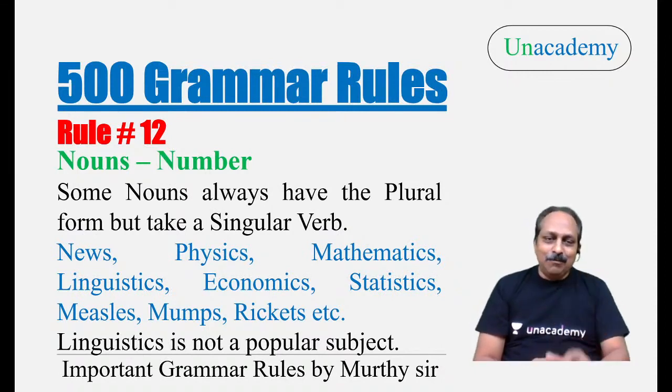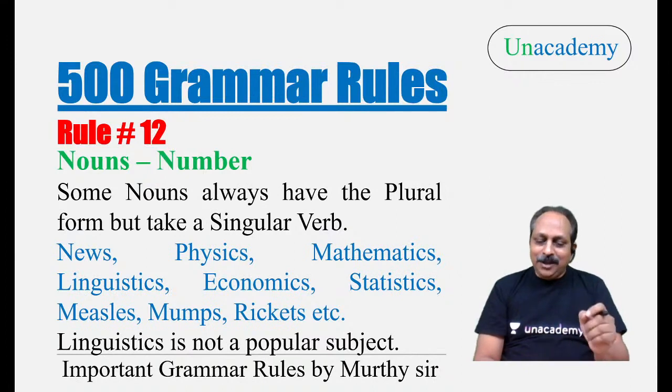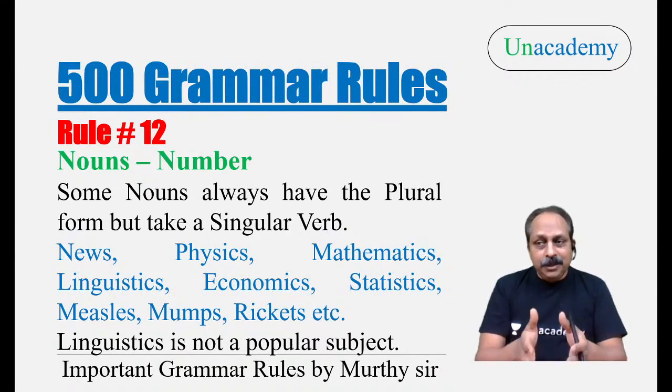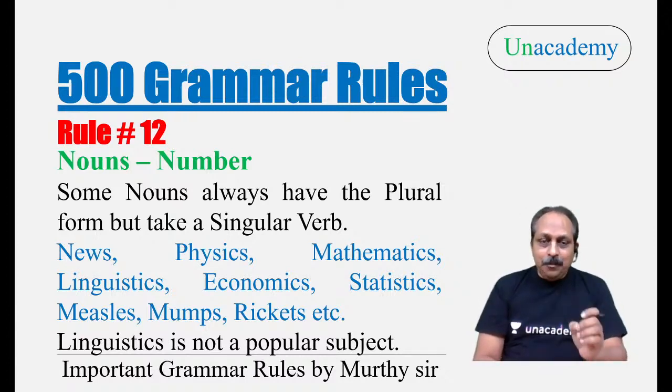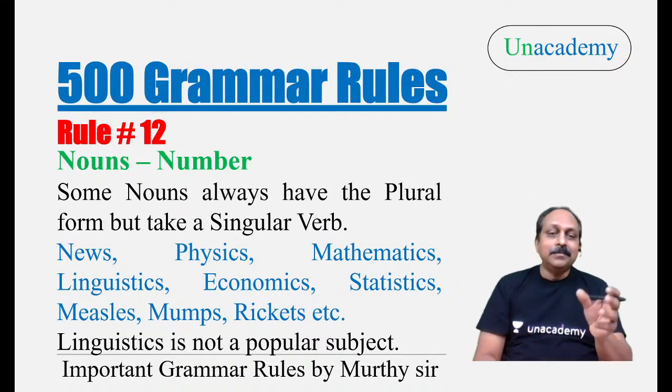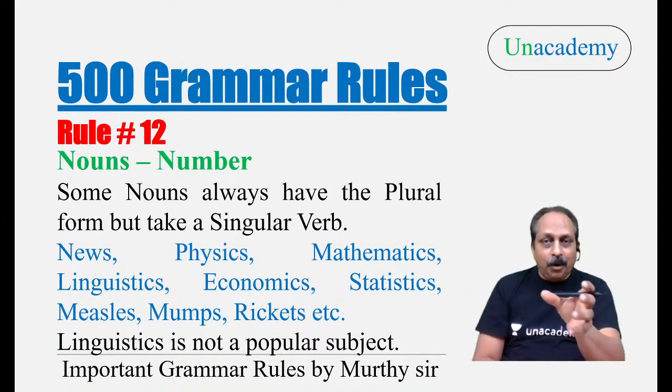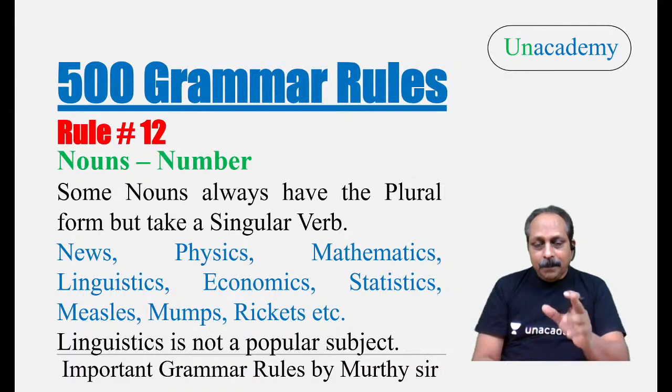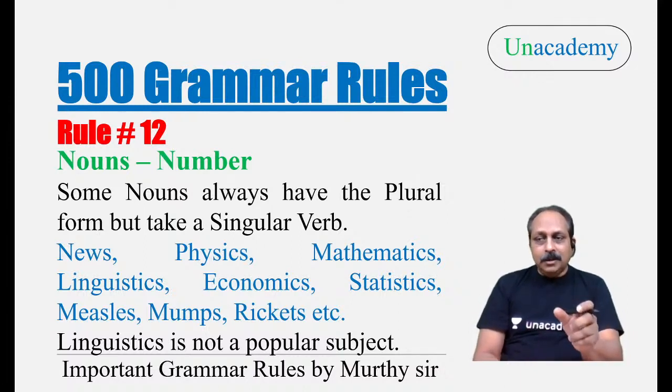Take a singular verb. Now, here, a typical example: linguistics are not a popular subject. They may give it that way in the exam, but the actual sentence is: linguistics is not a popular subject in our country. Yes, that's right, eagle eyed. Who is that student? Bhavana. Linguistics is not a popular subject, that is correct. But there are two words over here that are very important. What is the reason?